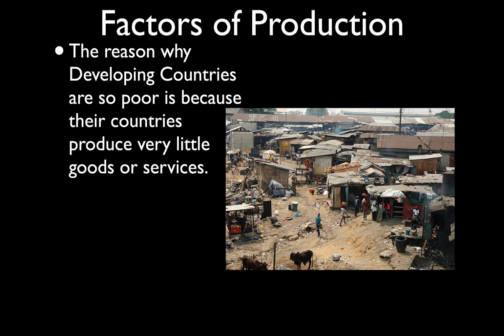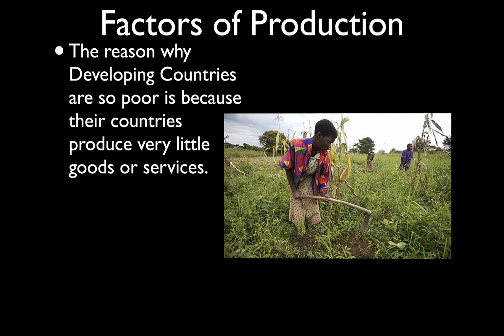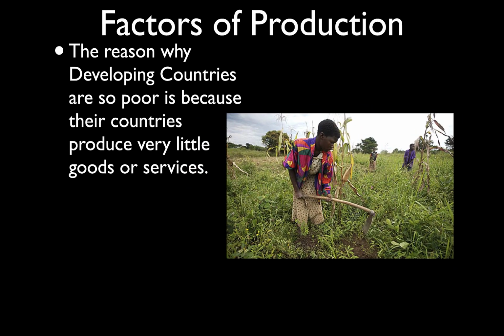Now, the reason why people in developing countries are so poor is because their countries produce very little goods and services. It is not because they're lazy or stupid, nothing like that, okay? The reason that certain people in certain countries live in houses like this and other people in other countries live in houses like this is because of the way they are producing goods and services, how their factors of production are used, the quantity and quality of factors of production combined with the efficiency.